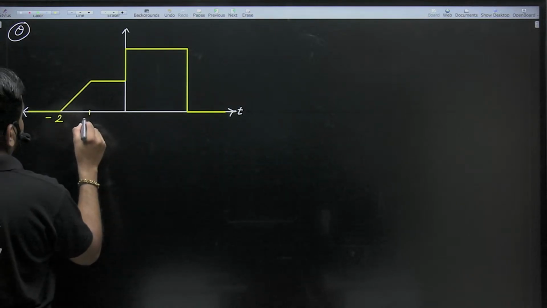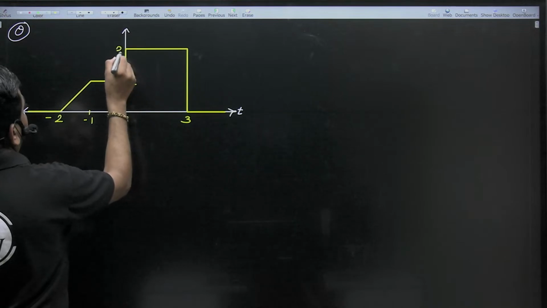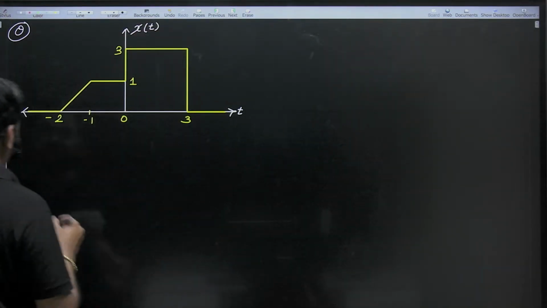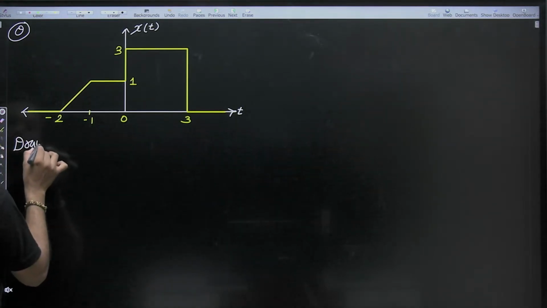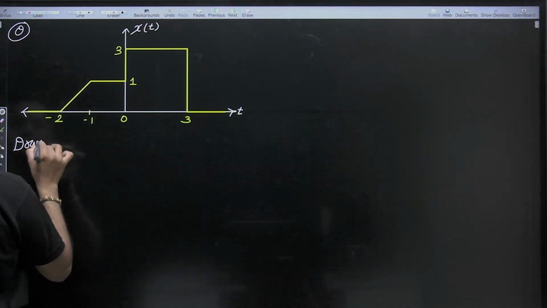-2, -1, 0, and this is 3. Amplitude is 1 here, and here amplitude is 3. Suppose this is x of t. Now I am asking you to draw first.